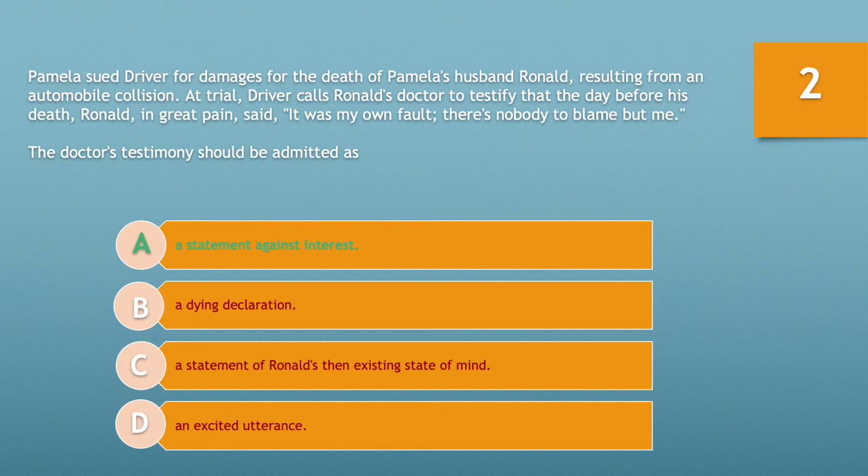Here, Ronald's statement does not qualify as a dying declaration. Ronald was in great pain when he made his statement, and he died the following day, but there's no indication Ronald believed he was going to die at the time he made his statement. Ronald's statement, however, is a statement against interest, since Ronald admitting fault for the accident is certainly against his financial interest. Therefore, the doctor's testimony should be admitted as a statement against interest.